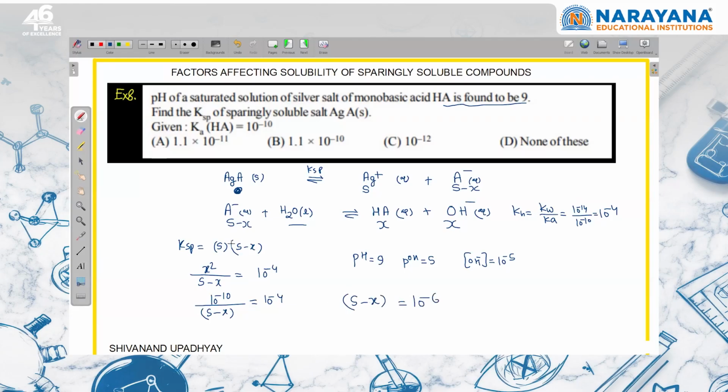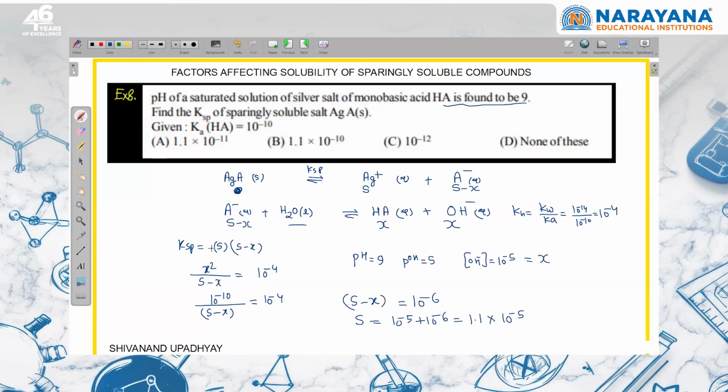Once we know the value of S minus X, we can calculate the value of X. We already know this is the value of OH minus ion concentration, that is X. So the value of S is equal to 10 to the power minus 5 plus 10 to the power minus 6. This can be written as 1.1 into 10 to the power minus 5, because if I want to write minus 5, this will be 1 and this will become 0.1 into 10 to the power minus 5. So this is the value of S, right?